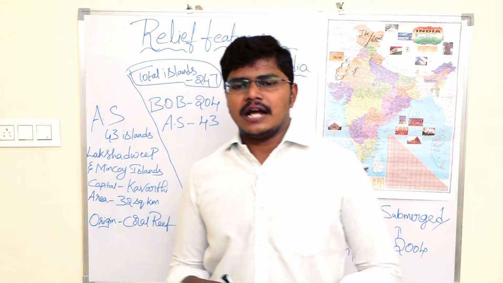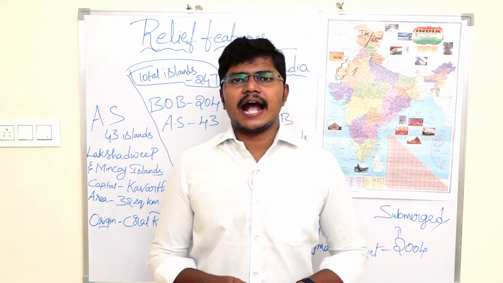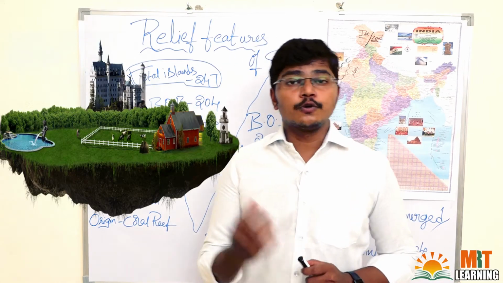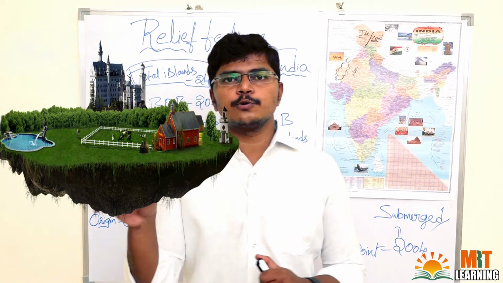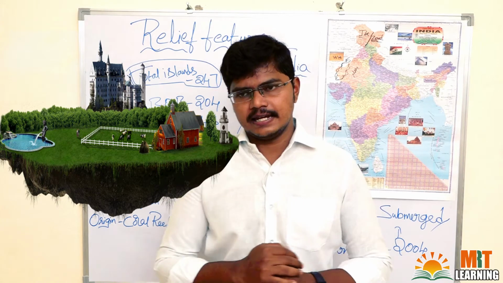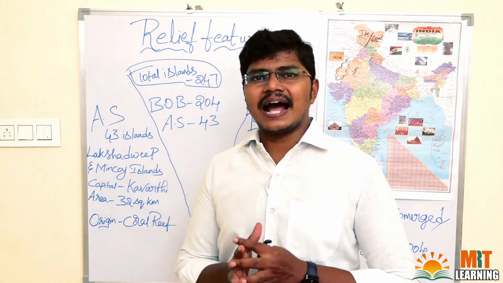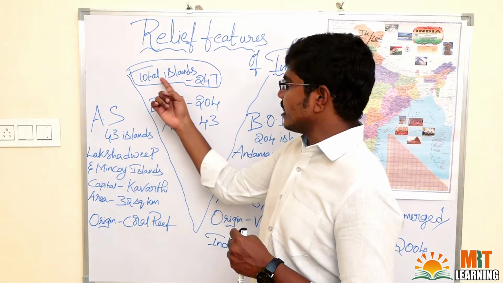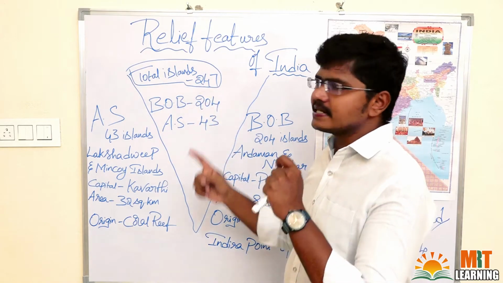Now we can see about islands. In India, we have two groups of islands. Two groups of islands, I am telling, not two islands. So in total, 247 islands are there in India.